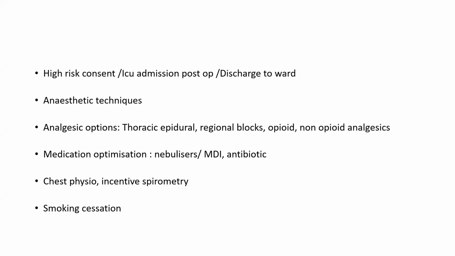So during the round, we have to explain the anesthetic technique plan to the patient, take high risk consent, and plan for availability of ICU backup. Analgesic options include multimodal analgesia such as thoracic epidural, regional block, opioid and non-opioid. Okay, we have to optimize the nebulizer and prescribe antibiotics if the patient has evidence of active infection. You have to start chest physiotherapy early, effective spirometry preoperatively, and smoking cessation as soon as possible for those smokers. Okay?